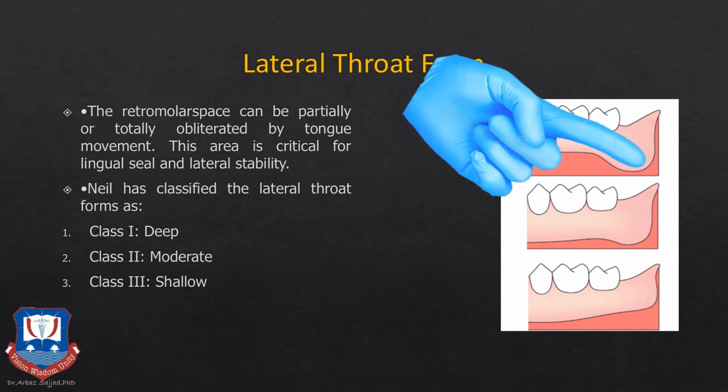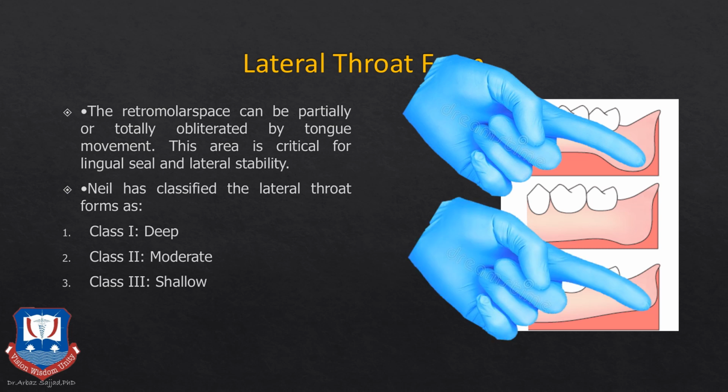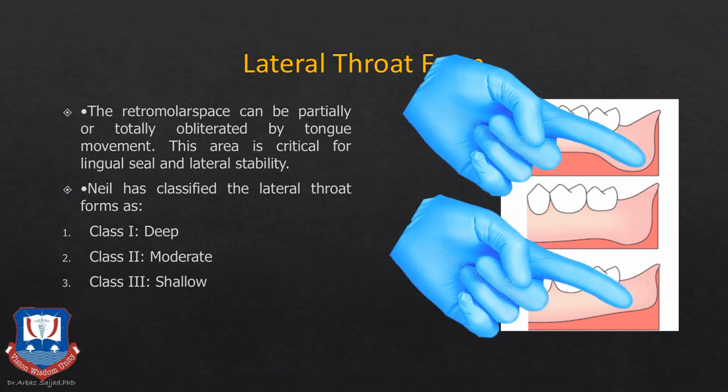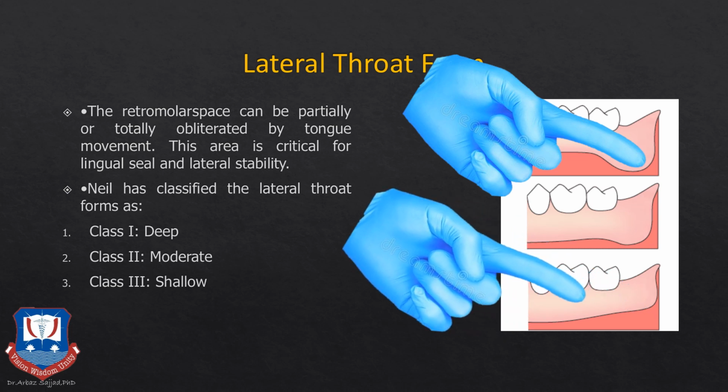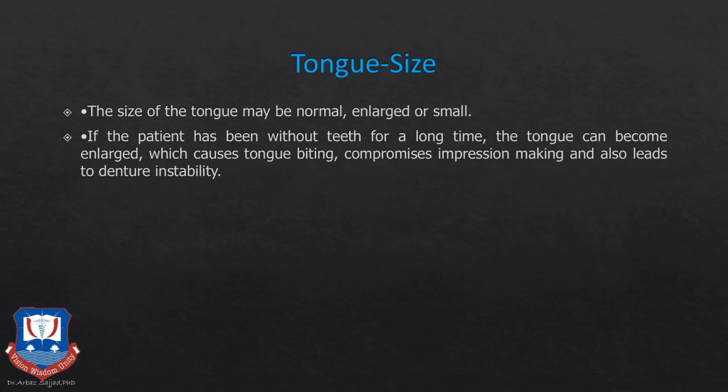So in class 1, when the operator places his index finger into the lateral throat form and asks the patient to protrude his tongue forward or to lick the upper lip, his finger is not pushed outside. Whereas in a class 3, that is the shallow lateral throat form, the operator's finger is completely or partially pushed out of the lateral throat form due to the obliteration of the lateral throat area. So this needs to be kept in mind.